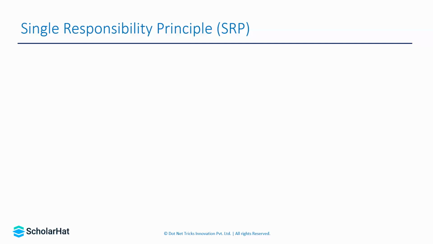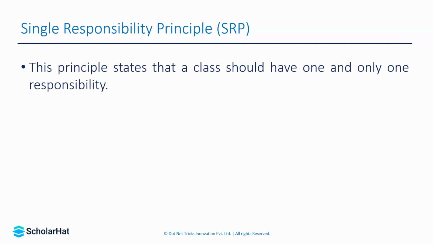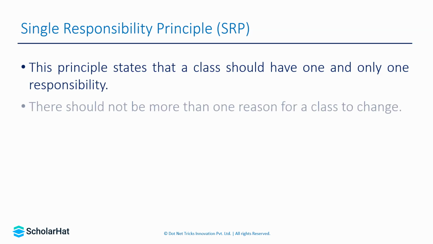The first principle is the single responsibility principle. This principle states that a class should have only one responsibility. A class should not have multiple responsibilities, and there should not be more than one reason for a class to change. Sometimes we might be changing an existing class. At that time also we need to take a decision over there: should we change it or not.